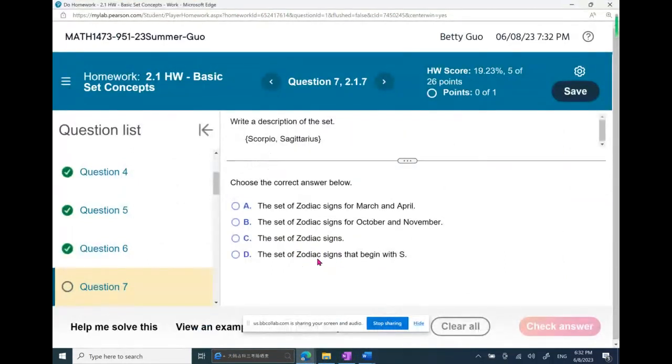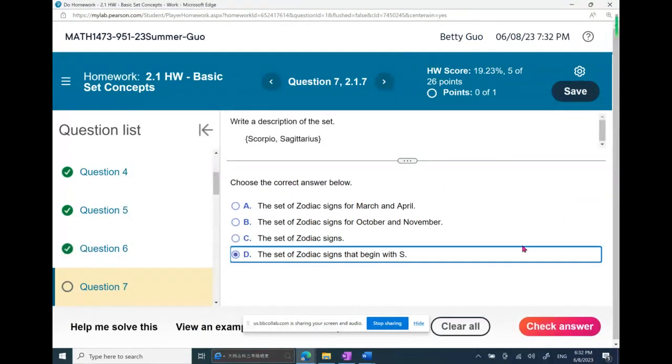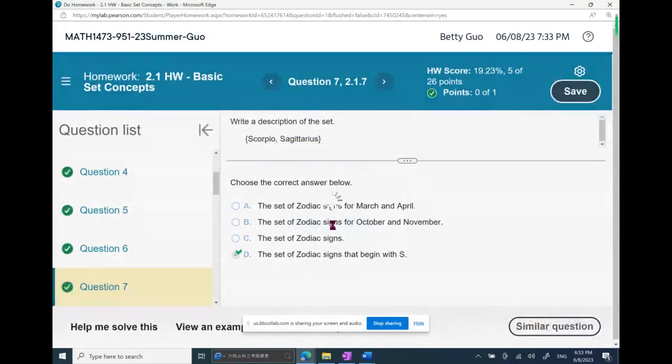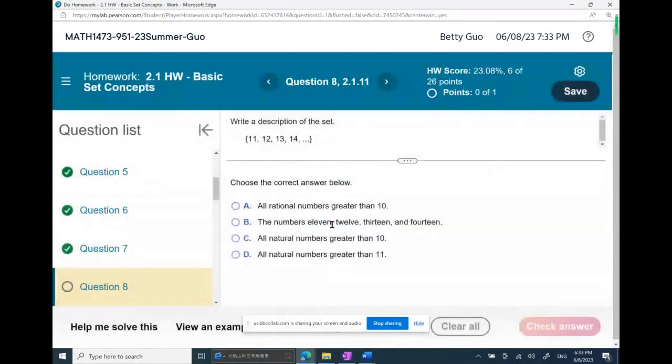Well, the set of zodiac signs that begins with... Oh, we don't really need to. We don't have to know that. Yeah, we should have read all the answers first. Look at the D. The set of zodiac signs that begin with S, and that's it. I think only 2 of them have S as initials.